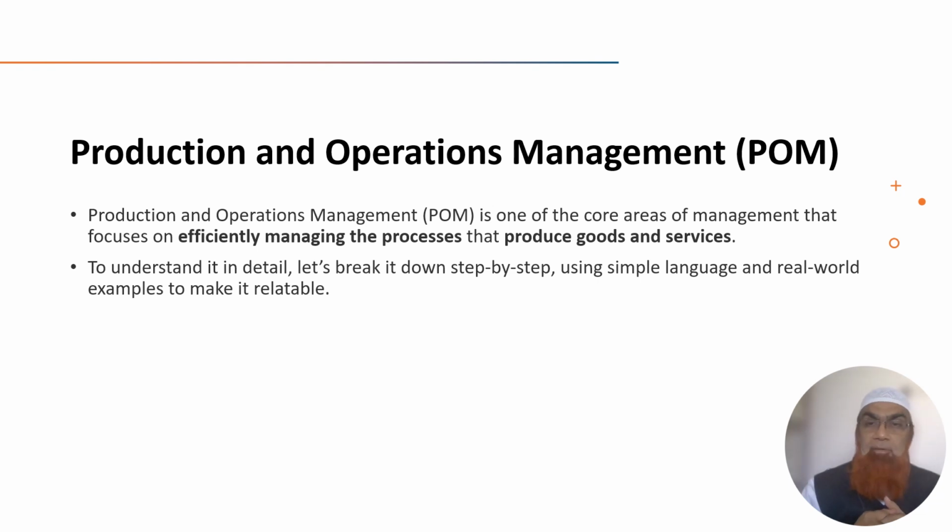Whereas when we talk about manufacturing, it means you are transforming the shape of a product from one phase to another. The originality of the main product will remain the same. Only the shape and use change. So production and operations management is one of the core areas of management that focuses on efficiently managing the processes that produce goods and services. To understand this in detail, we are going to break it down step by step, in simple language and with real world examples, so that it is more relatable.